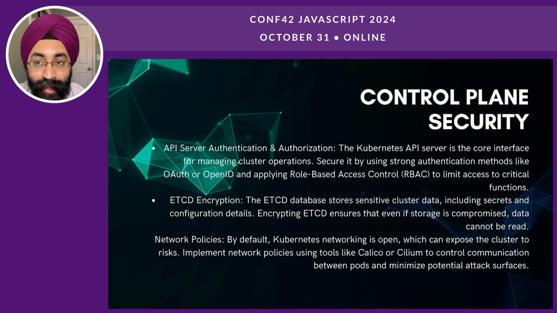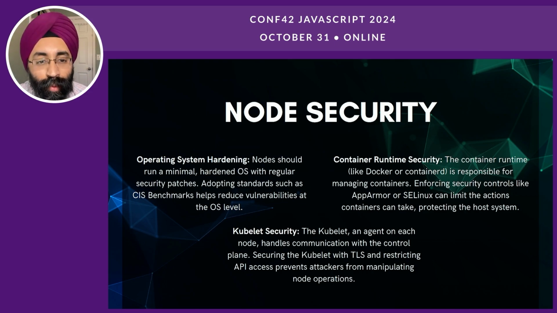Then we will talk about network policies. By default, Kubernetes networking is open, which can expose the cluster to risk. That is the way Kubernetes has been designed. The networking is open. We have to make sure that these network policies are not accessible by external users. We can implement network policies using tools like Calico or Cilium to control the communication between the pods and minimize our potential attack surfaces. We'll talk about network policies in detail, how we can make sure that we have network policies to secure our infrastructure.